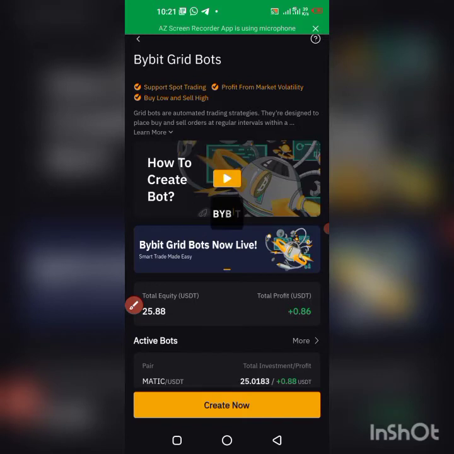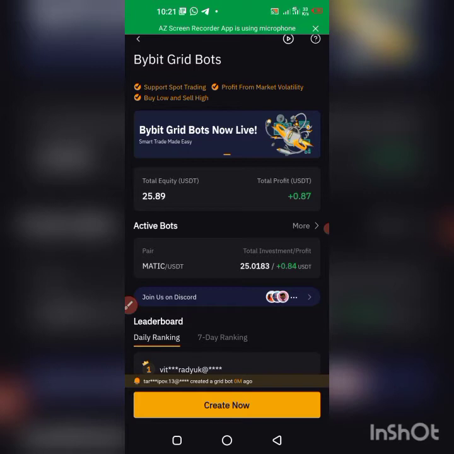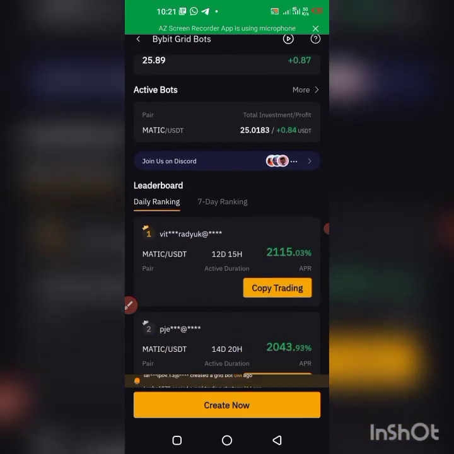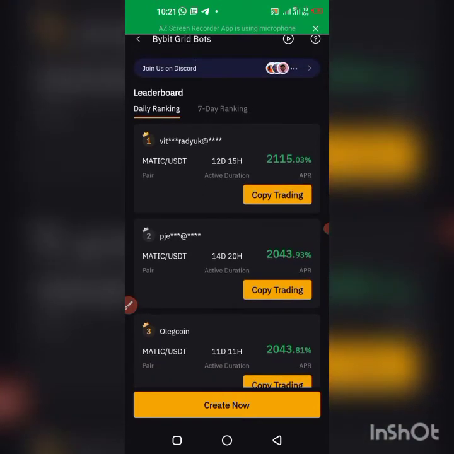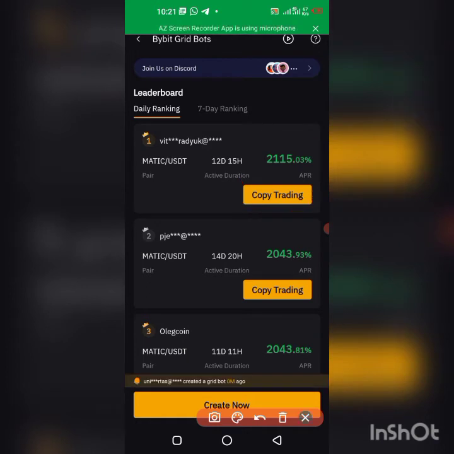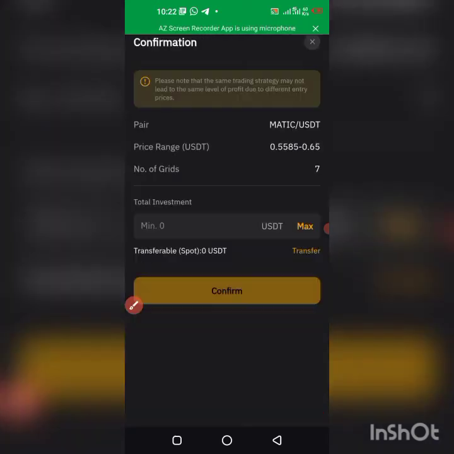As a beginner, I won't advise you to click on create, because you need to understand the market you are trying to trade. All you need to do is scroll down and look for someone making the highest profit. For instance, now I don't need to ask you who is making the highest profit. By looking at the leaderboard, you can confirm that this guy is making more money. So all we need to do is copy his trade, guys.